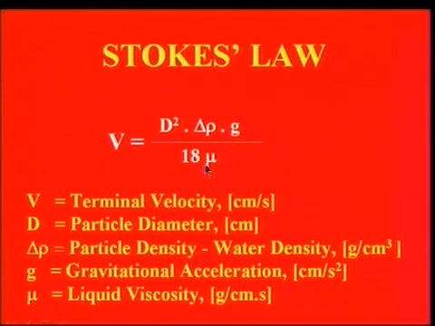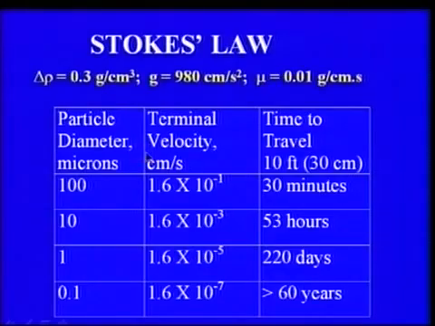To give some idea of how this velocity affects the particle settling rate, let's take an example of a particle with density of 1.3, so that the density difference between the particle and the water is about 0.3. Gravitational acceleration is naturally 980 centimeter per second square, and we take the viscosity of water at room temperature. The particle is 100 micron in diameter. It will take about 30 minutes for it to travel 10 feet or 30 centimeter.